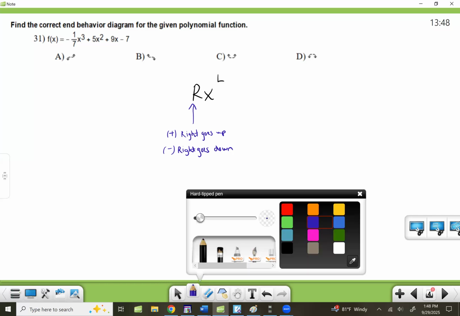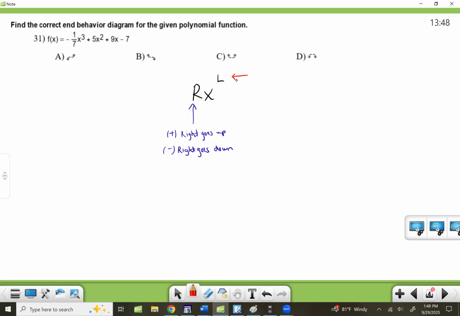All right, now as for the exponent, I don't care about positive or negative. In fact, it'll never be negative. The polynomial can't have a negative exponent, but it could be even or odd. So if it's even, then that means that the left and the right do the same thing. Okay, so they'll do the same. If it's odd, then you know they're going to do the opposite.